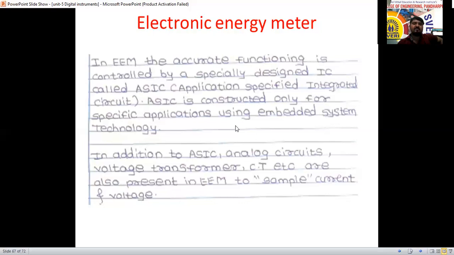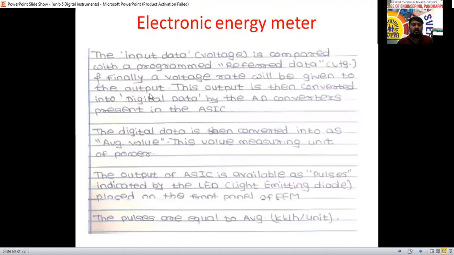So just consider that a microcontroller. Based on that, it gives the signals here. In addition to the application specific integrated circuits, ASIC, analog circuits are there. Voltage transformers and current transformers are also present in the electronic energy meter to sample current and sample voltage. The input data is compared with the programmed or reference value here.